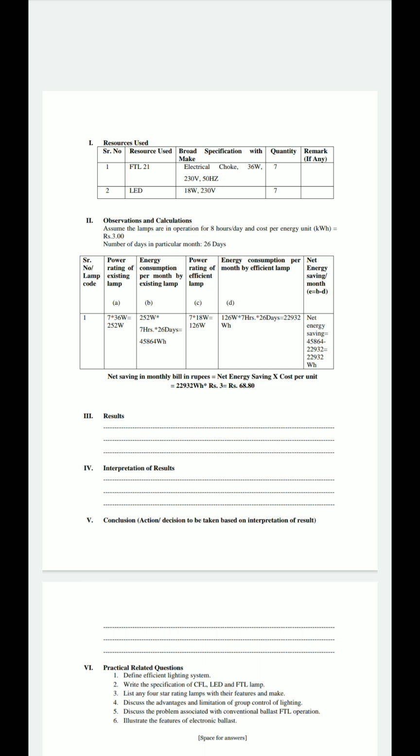It means after replacing the existing FTL lamp with LED, the net energy saving, or net saving in the monthly bill, is rupees 68.80, that is rupees 69. This is the final conclusion of this practical number 6.